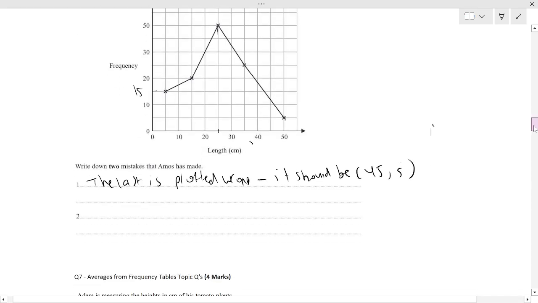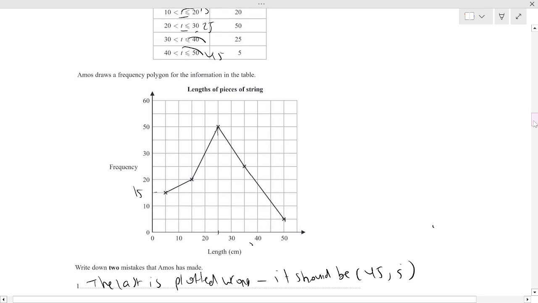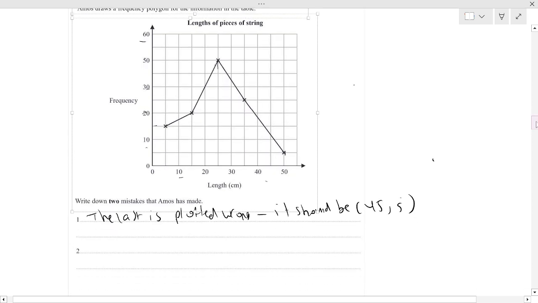Okay, so that's one error. Okay, what about the other? Well, the graph looks fine otherwise. So really, the only other thing we can look at really are the axes. Really, is it all labelled right? So 0, 5, 10, 20, 30, 40, 50. And its length, yep. What about frequency? 0, 10, 20, 30, 50. Ooh, hang on. What's going on here? Well, it's jumped from 30 to 50. That's probably another mistake then, I reckon.